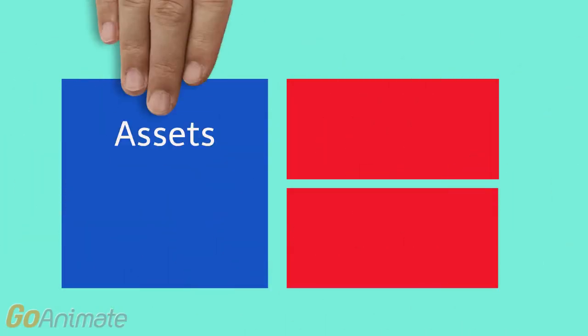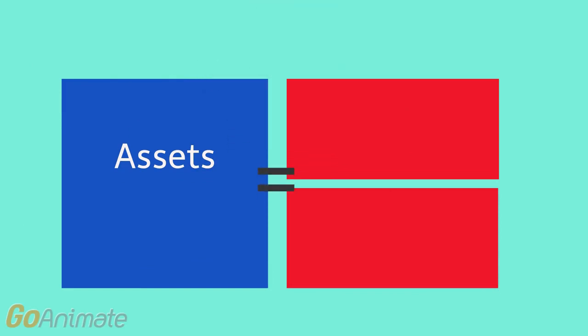So this is what we call double entry bookkeeping. Every transaction in the business has at least two effects that have to be recorded, and assets must always be equal to equity plus liabilities.